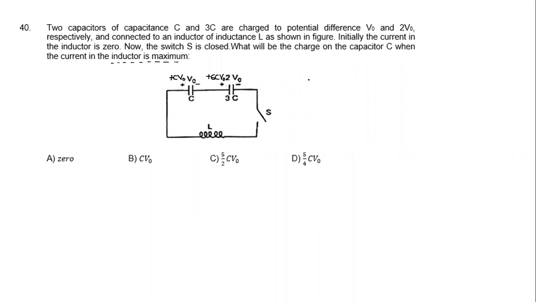So this is an LC circuit. What is the condition for current to be maximum? When would IL be maximum? When energy in the capacitor is minimum. This is maximum when energy stored in the capacitor is minimum. When is the energy stored in the capacitor minimum?